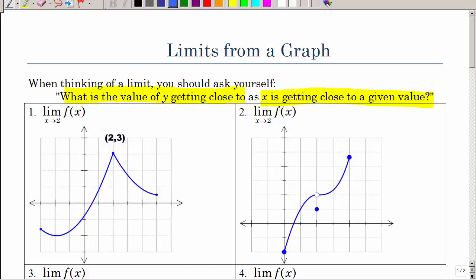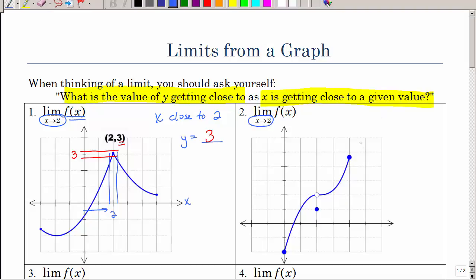So what does this say? The limit as x gets close to 2, what does f of x, which is y, get close to? So here's our x value. X is getting close to 2. What is y getting close to? It's getting close to 3. In fact, it equals 3 when x equals 2. That's not necessarily always the case, as we see in the next example.